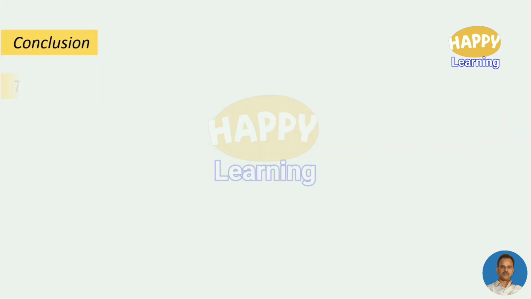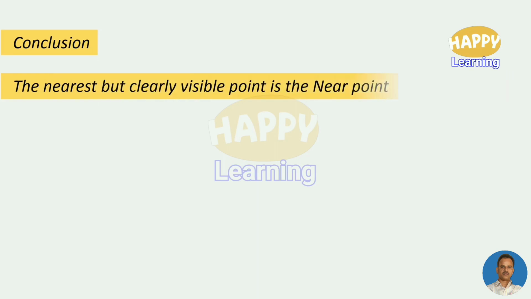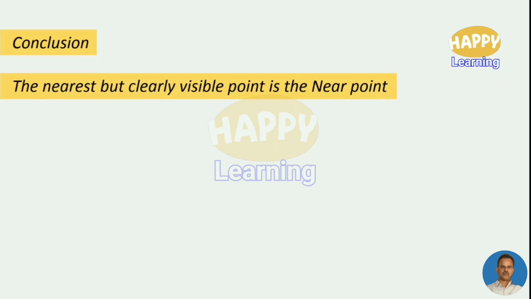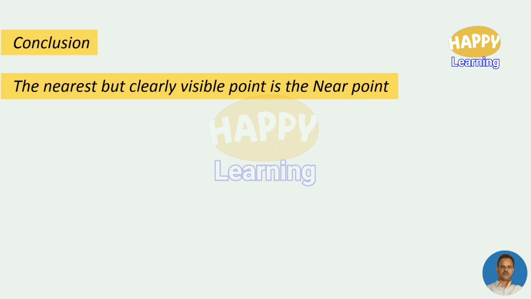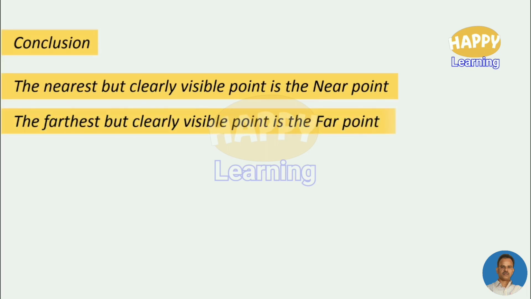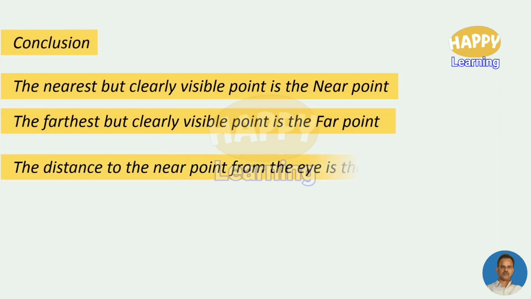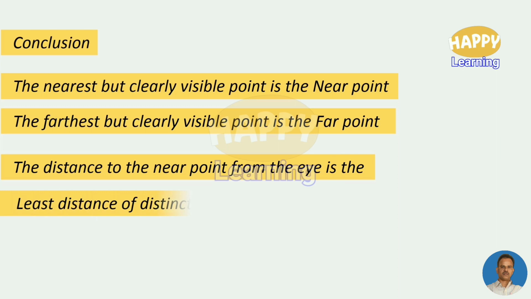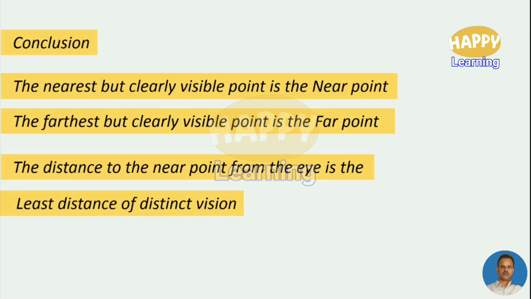Conclusion. The nearest but clearly visible point is the near point. The farthest but clearly visible point is the far point. The distance to the near point from the eye is the least distance of distinct vision.